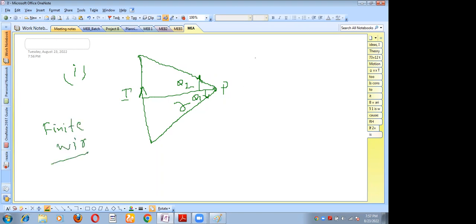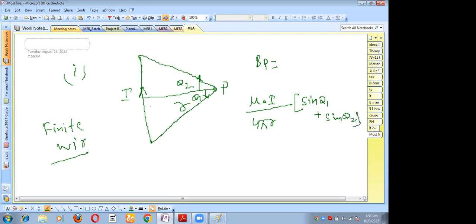So from Biot-Savart law, you can get the magnetic field at point P. I am not going to derive the formula. Magnetic field at point P will be mu naught I by 4 pi r, sine theta 1 plus sine theta 2. This is the formula for magnetic field due to a finite wire. Because this is a very important formula, you will see its applications. Magnetic field at a point P due to a finite current carrying wire having current I, situated at perpendicular distance r from the wire, is mu naught I by 4 pi r, sine theta 1 plus sine theta 2.